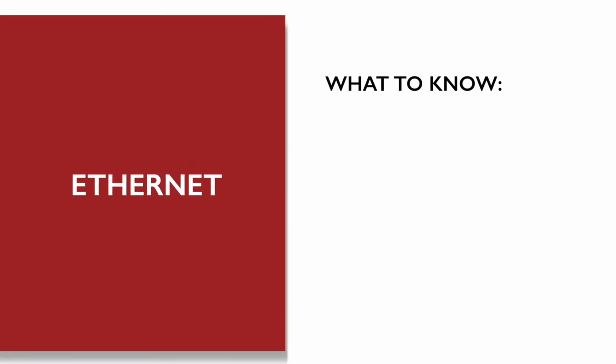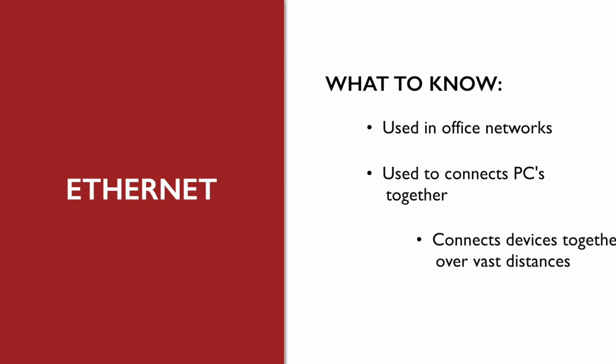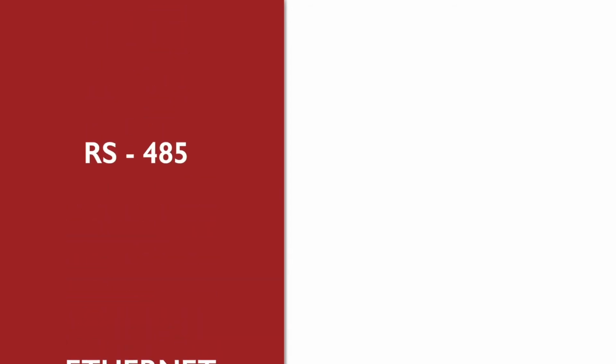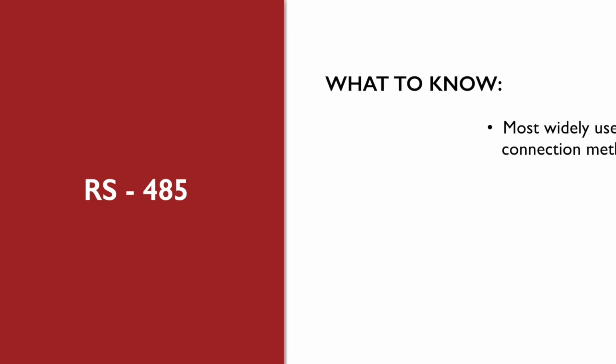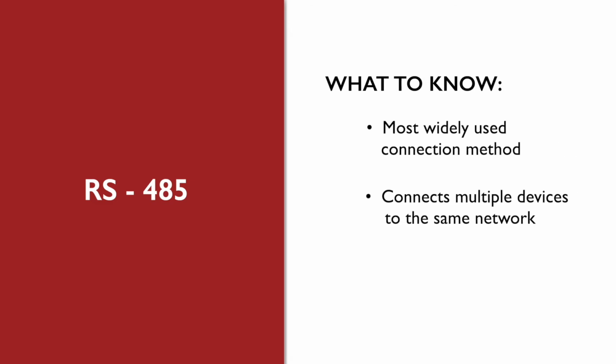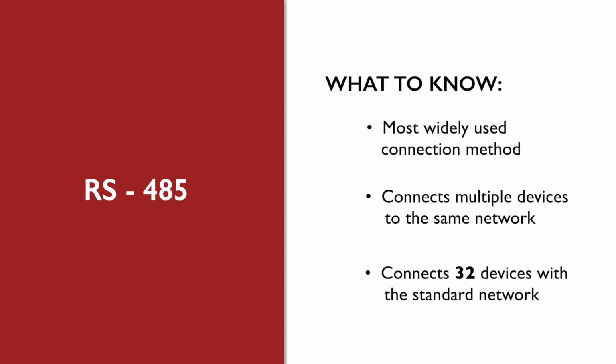Ethernet's rather common. We use it in our office networks, use it to connect our PCs together. The beauty of Ethernet is that there's a lot of devices that can get connected together over vast distances. Ethernet is becoming more popular, but RS-485 is by far, I think, the most widely used connection method. You can connect multiple devices to the same network. The standard network allows you to connect 32 devices. You can actually connect more through other means, but 32 is kind of the limit.